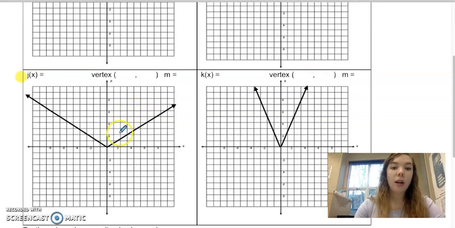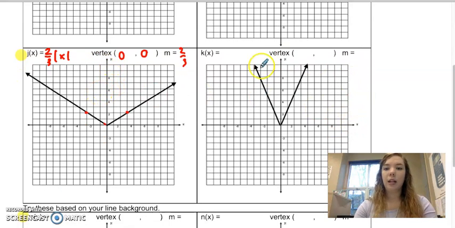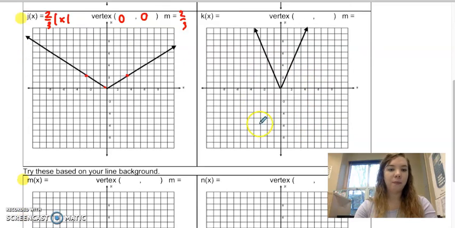J of x, again, it's graphed for us, and we're going to try to write the equation. So its vertex is 0, 0, just like the one above. And then it looks like this would be a point. This would be a point. So that would be up 2 over 3. My slope is 2/3. So I would write that with 2/3 in front of my absolute value of x. Okay? And again, this one would be part of your assignment.